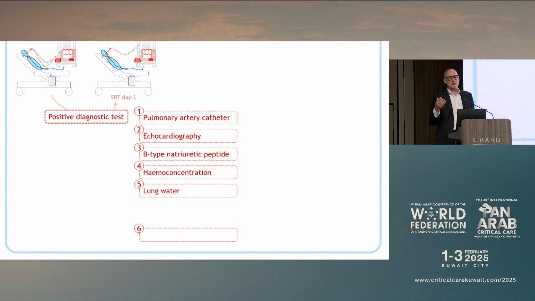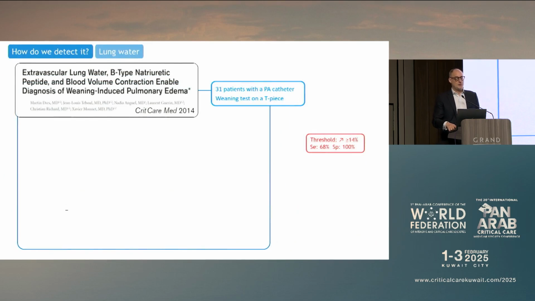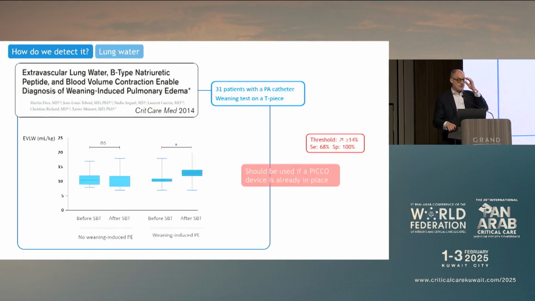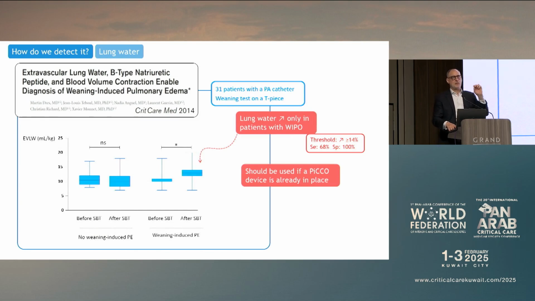Another way to diagnose pulmonary edema is, of course, to directly show the increase in lung water. And you can measure lung water with transpulmonary thermodilation, as you may know. And we showed in this study that indeed you can detect the increase in lung water just by transpulmonary thermodilation, diagnosing weaning-induced pulmonary edema quite directly.